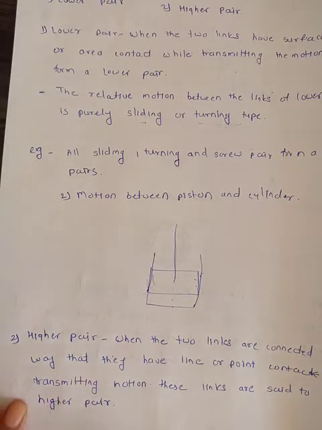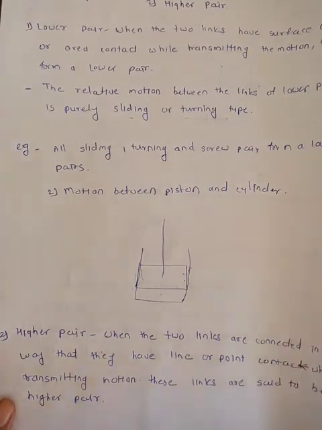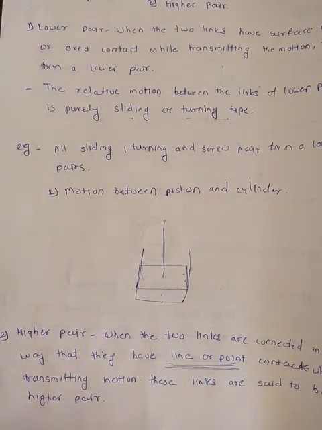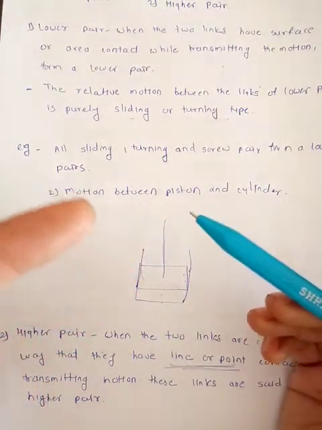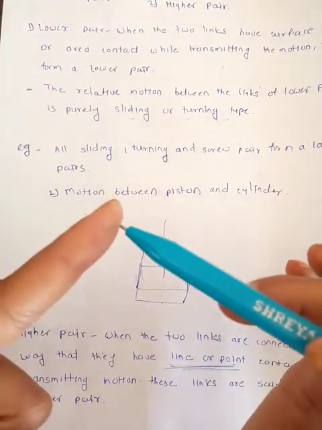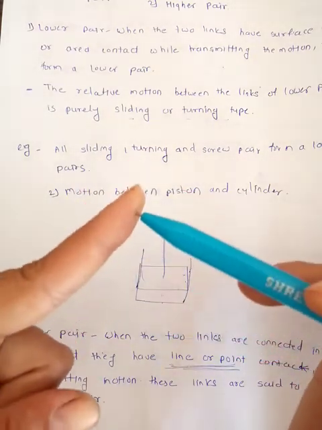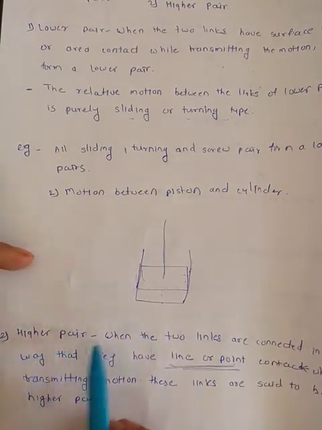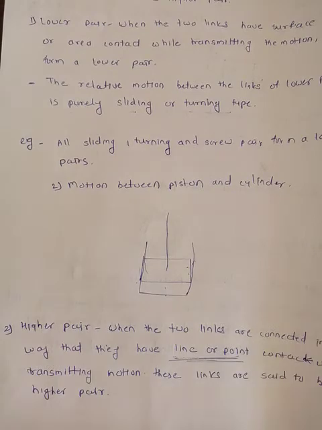Okay. Second will be the higher pair: when the two links are connected in such a way that they have a line or point contact. Suppose this is one link and this is the second link, while transmitting the motion there will be a point contact or line contact. This pair is called the higher pair.